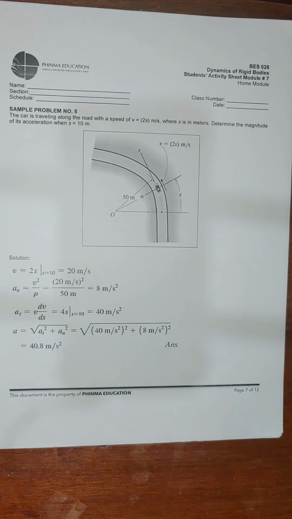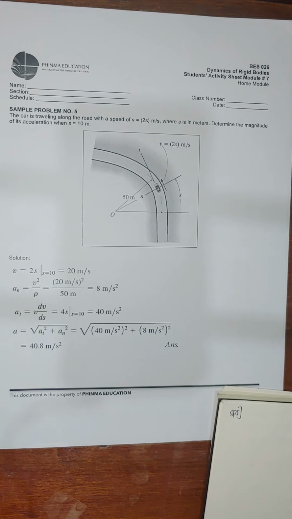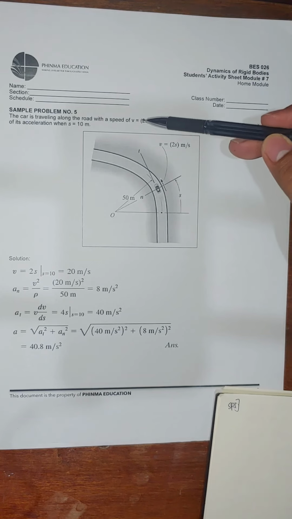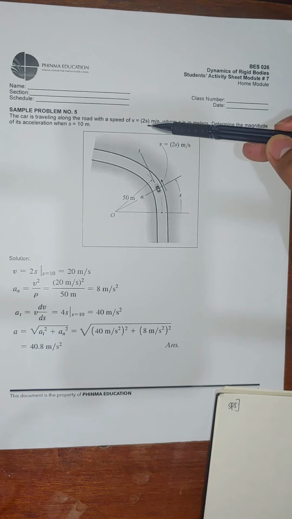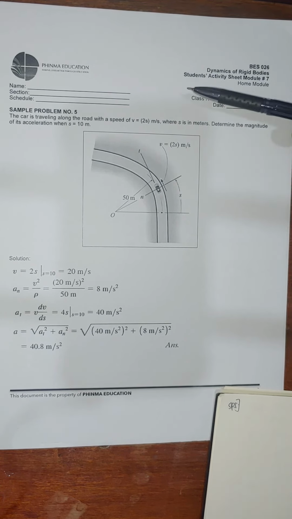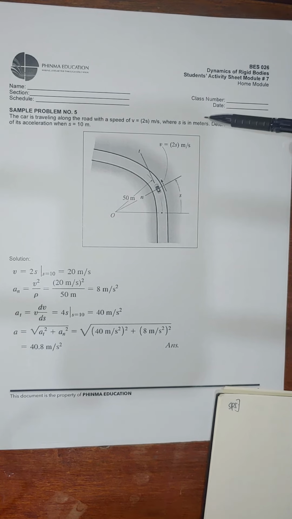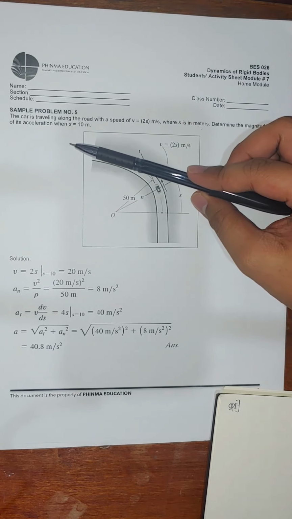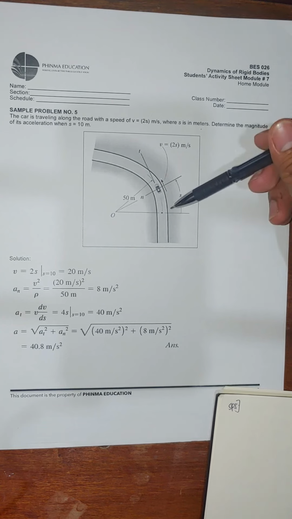Already down to our last sample problem, number 5 for module 7, curvilinear motions. The car is traveling along the road with a speed of v equals 2s. Again, if you see the velocity function, it is a function with respect to the position, not time t. So this is the position s, where s is in meters, so this is in metric. Determine the magnitude of acceleration when the position of the car is at 10 meters from its starting point.